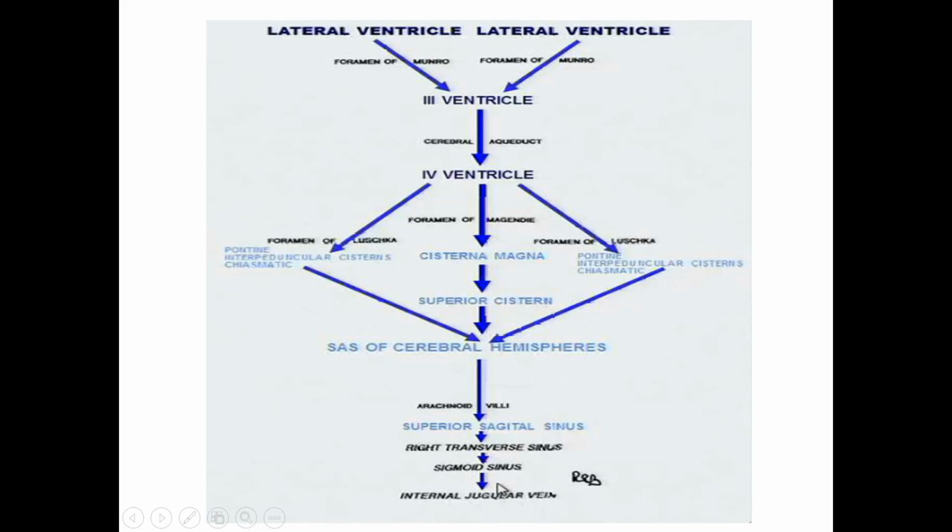From the fourth ventricle, through the foramen of Magendie, it goes into the cisterna magna or superior cistern, then into the cerebral hemisphere, and lastly into the arachnoid villi, which are present in the superior sagittal sinus, which is a dural venous sinus, and then the right transverse sinus, sigmoid sinus, and the internal jugular vein. So this is the pathway of the flow of the CSF.